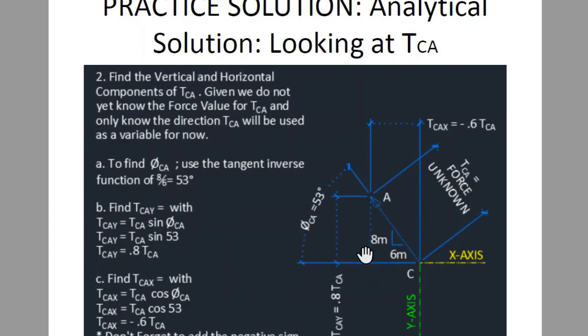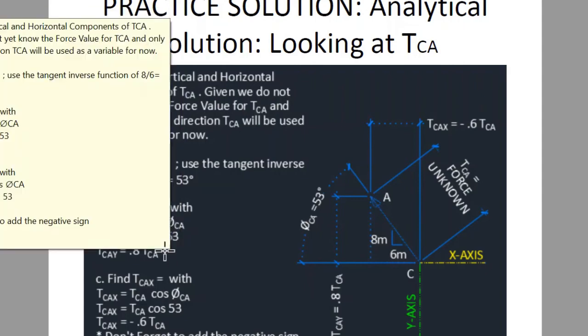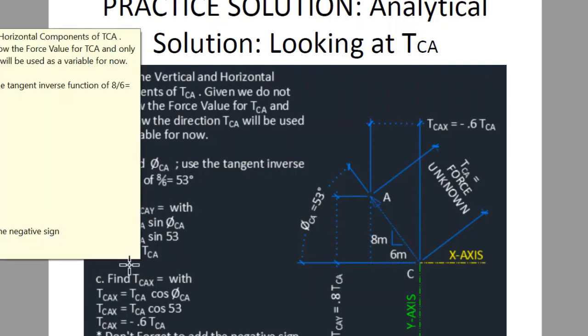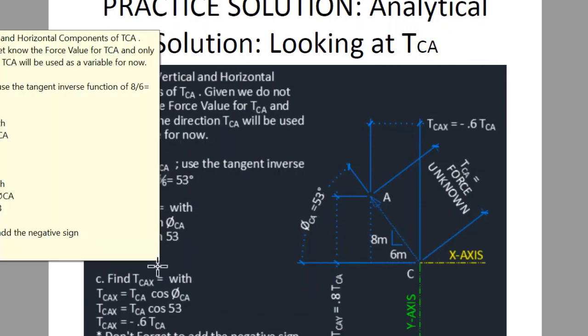Next, let's find TCAY, that is the vertical component. We can do that by using our function TCAY is equal to TCA, which is again a known, times the sine of 53 degrees. So we solve for the sine of 53 degrees and find that that equals 0.8. And then we set up our first function here, that is TCAY is equal to 0.8 TCA.